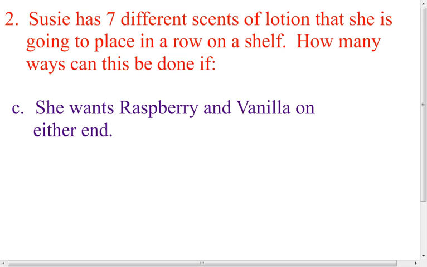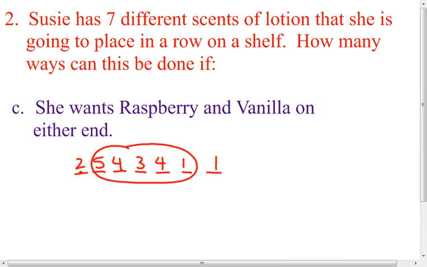All right, and then part C, she wants raspberry and vanilla on either end. So this has to be either raspberry or vanilla right here. I have 2 choices. Whichever one goes here, the other one has to go here. So that's a guarantee. And then notice you've used 2 scents. You've used raspberry and vanilla, and so you have 5 choices left. And those 5 choices will go something like this. This much right here is 5 factorial, and then times 2 times 1, or 2 factorial if you want to say that. And when you do that, you will get 240.